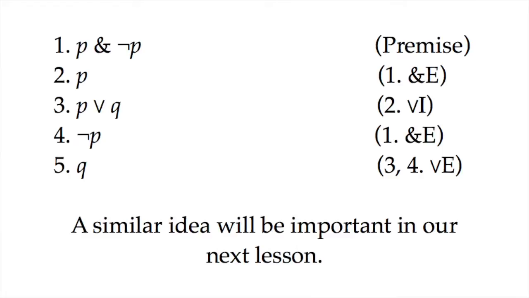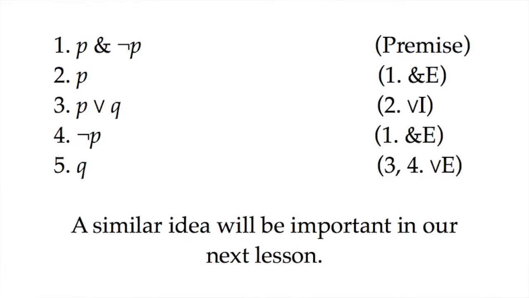Line 3 says P or Q. That comes from line 2 from the or introduction rule. Remember, P proves P or Q. Line 4 says not P. That comes from line 1, from and elimination. And line 5 says Q. That comes from lines 3 and 4, from the or elimination rule. So remember, if you have a statement that says P or Q, and you have a statement that says not P, those two statements together prove that Q.